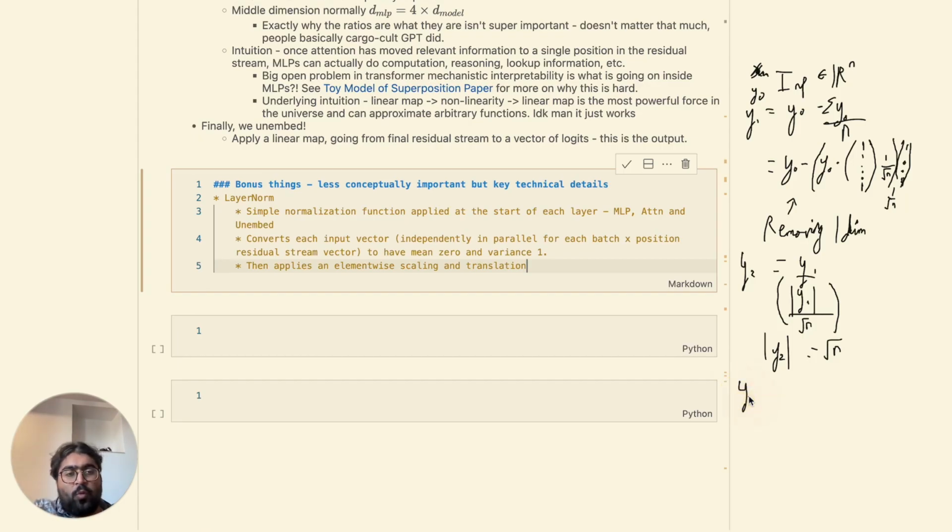Then we do y3, which is y2 element-wise multiplied, I don't know if that's a standard symbol, by a vector w in R^n. This is equivalent to y2 multiplied by the diagonal matrix whose elements are in w. This is important because this means that the second bit of LayerNorm is just basically applying a linear layer, and then y4 is y3 plus some bias vector.